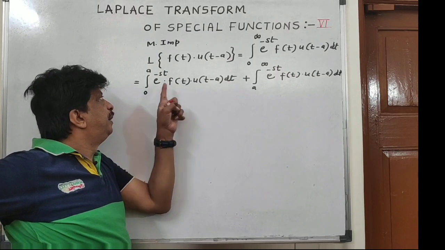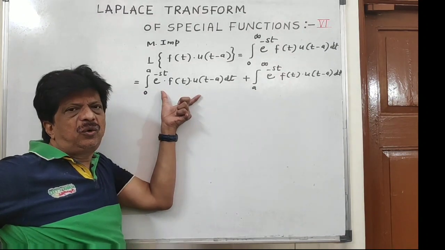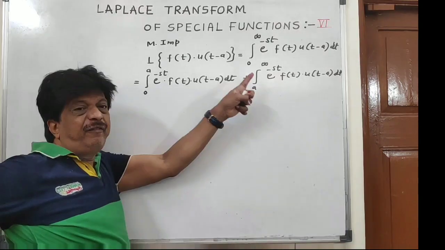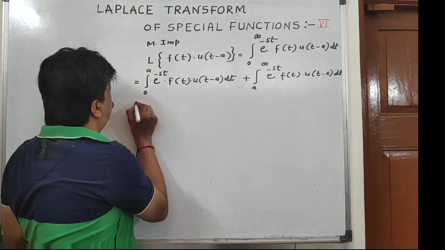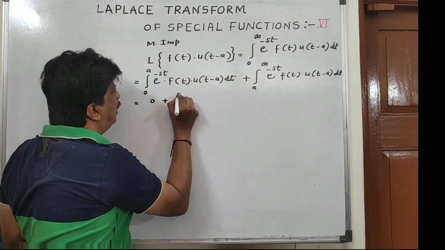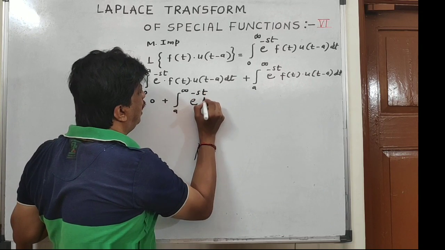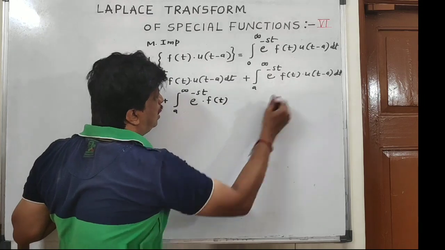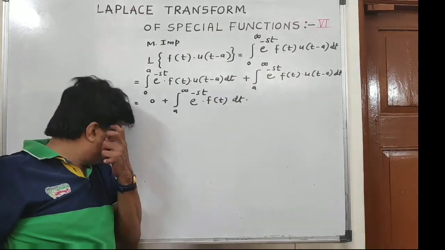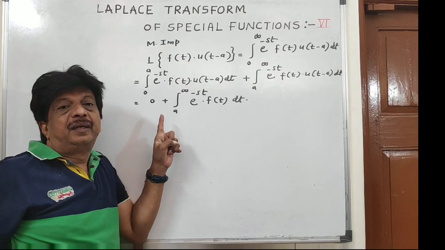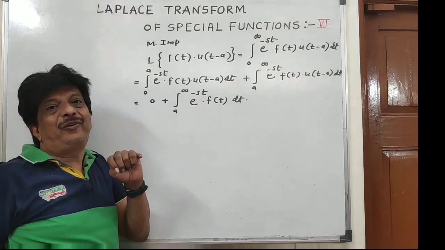Again, from 0 to a, u of t minus a is 0. So value of first integral is 0. Whereas, from a to infinity, u of t minus a is equal to 1. So 1 into this function is 1. So the first integral vanishes and we get integral a to infinity e raised to power minus st into f of t into 1 into dt. So limits are from a to infinity. They are not from 0 to infinity. Otherwise it would have been the Laplace transform of f of t.